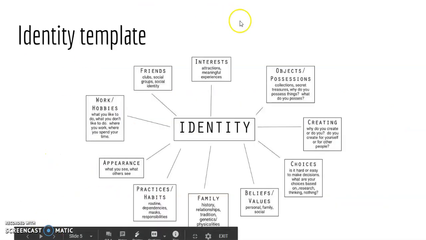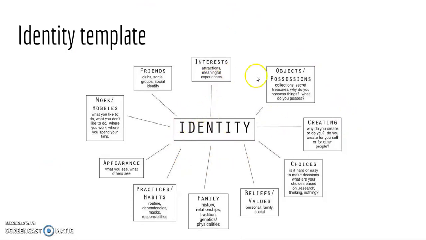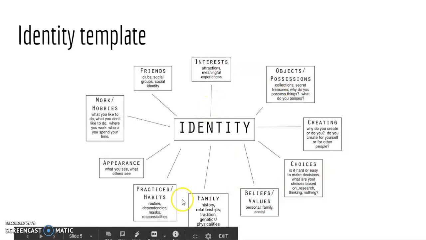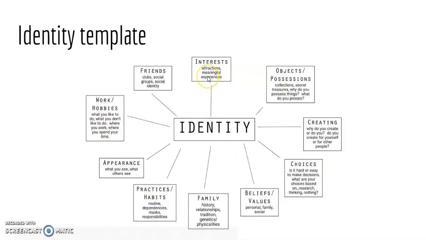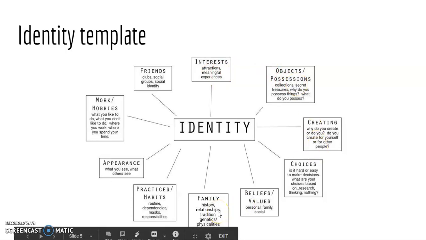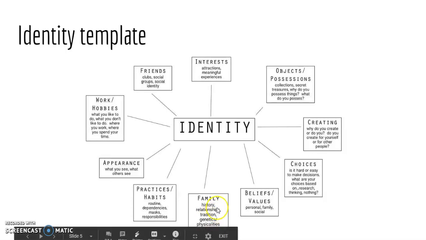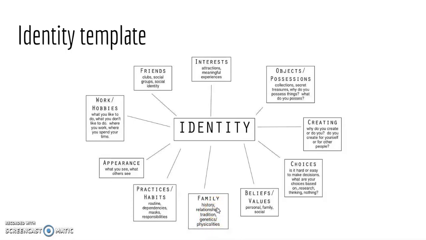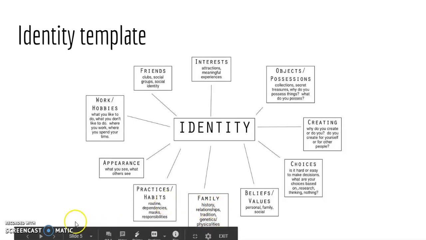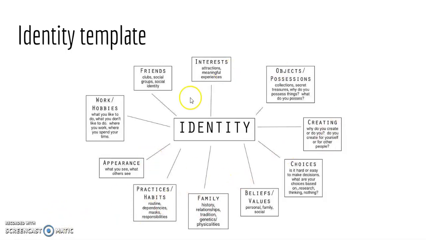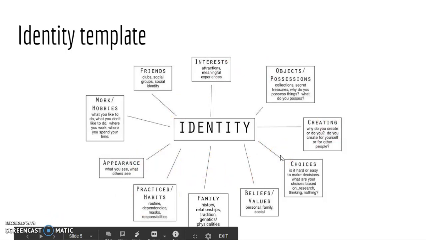So this is just a simple identity template. Here's the central identity, and here are some possible things that you could start to go off of. Such things could be interests, objects, possessions, creating, choices, family, appearance. There's a lot of different ones that you can work with. Now, it doesn't mean you have to work with all of these, but these are some that you can choose from to help you jump off and give you a good starting point. For this specific project, it's good to start off with at least 3 to get yourself going, just so you can get on the right track.